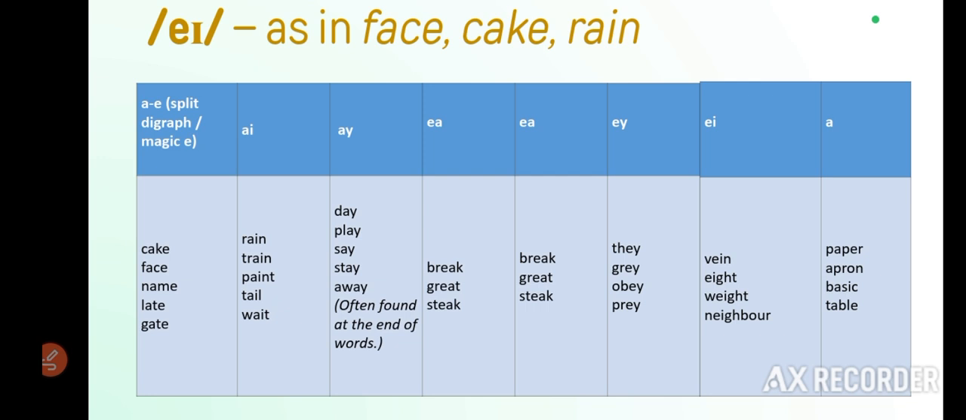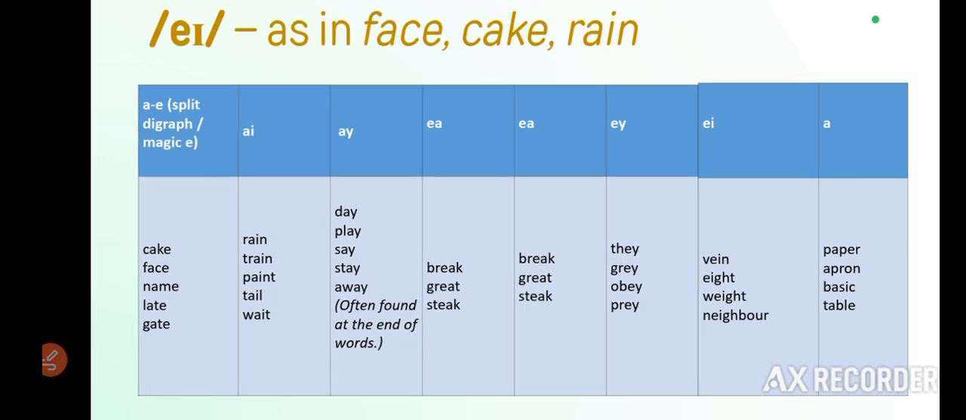Now we see the a sound can be spelled as ai, as in rain. When it's split, it can appear like a and hyphen e in some words like cake, face, name. It can appear like ai, like rain, train, paint. It can appear like ay, like day, play, say, stay.